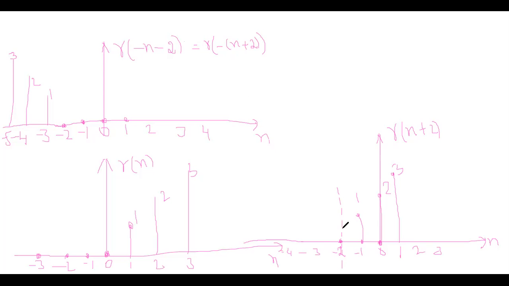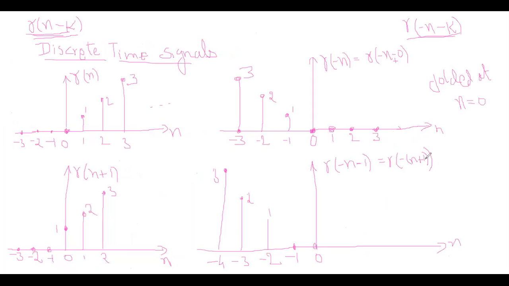Okay, that is a minus 2. In the previous case, R of minus n plus 1, the shifting operation is towards the left side by 1. Now the folding occurs at minus 1 to get this response.